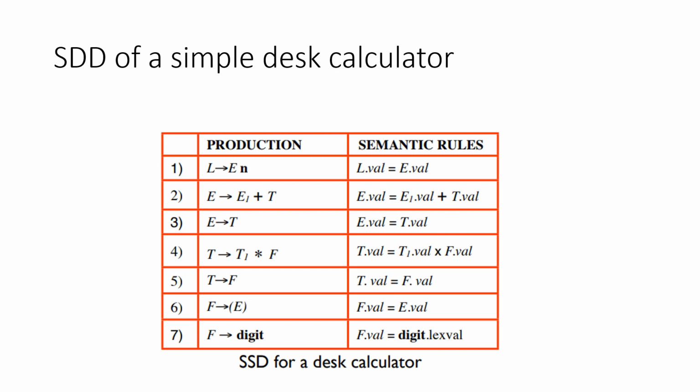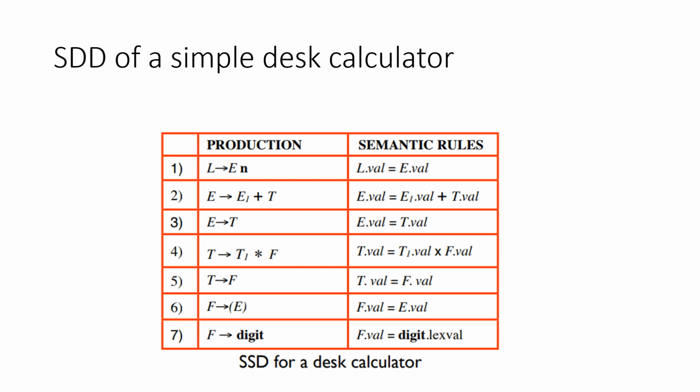So now let us discuss one example of SDD. This is the SDD of a simple desk calculator. A simple calculator will do addition, subtraction and multiplication. Here we have two expressions, that is plus and multiplication. Since it is an SDD, it has attribute values, which means a value attribute along with each grammar symbol, and there are semantic rules.